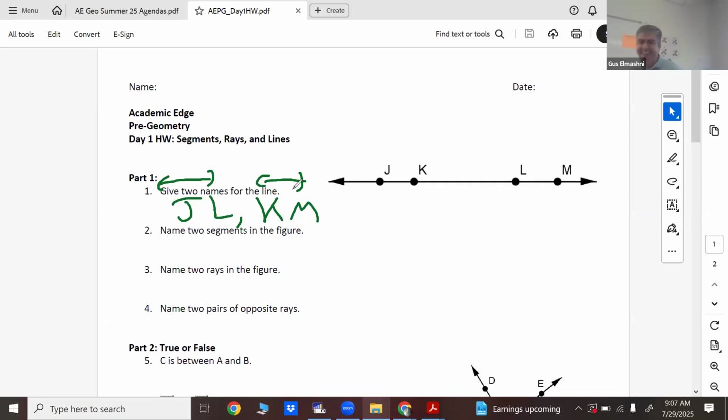Keep coming, right? Okay. What I'm trying to say is that pick 2 points, and that's all you need to do. And put this symbol up above. That's all you have to do. Okay. Now, two segments, same thing.